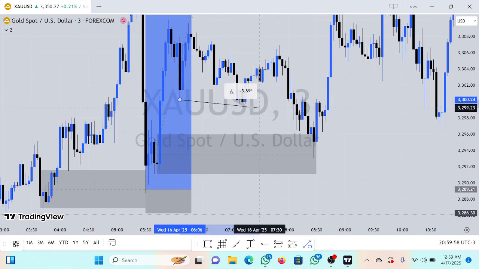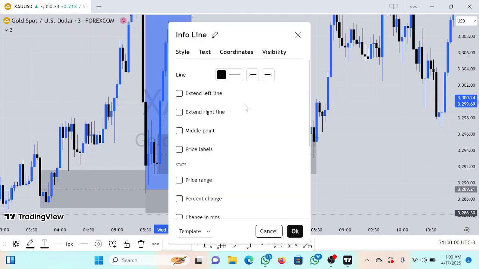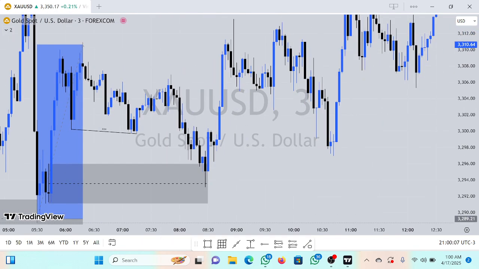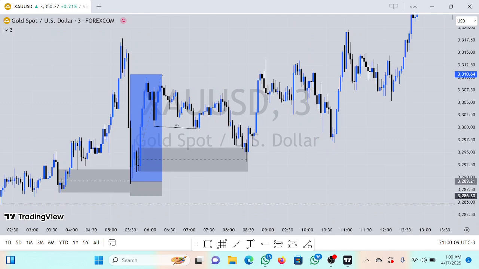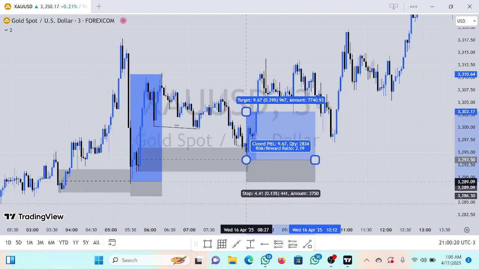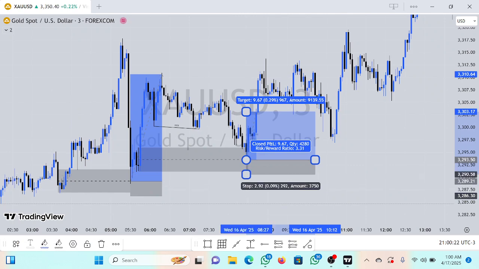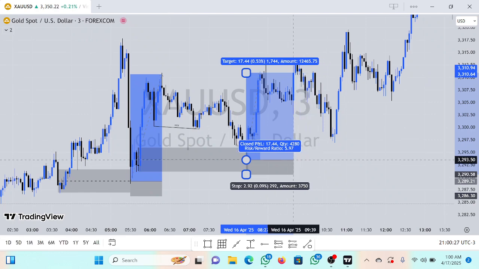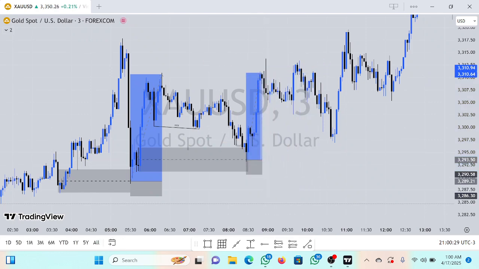Let's say here are my inducements. I've showed you guys the break of structure. So my target should be this high right now. I took another buy to the upside, my SL below the low, below my POI.